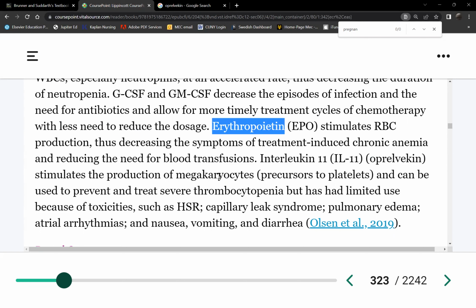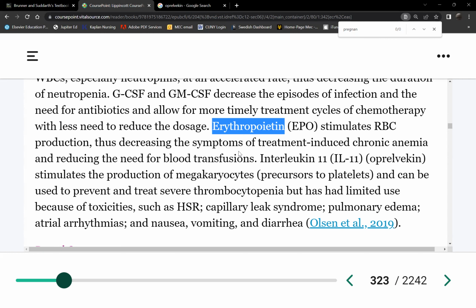The side effects though, which are not mentioned here, where will you get them? From the drug book. Because they're dangerous. Let's say you gave erythropoietin and didn't check the hemoglobin, which is already normal. You still gave it. What could happen? This will increase RBC. Yeah, clotting, it could cause hypertension, clotting. Clotting can be deadly. Right.